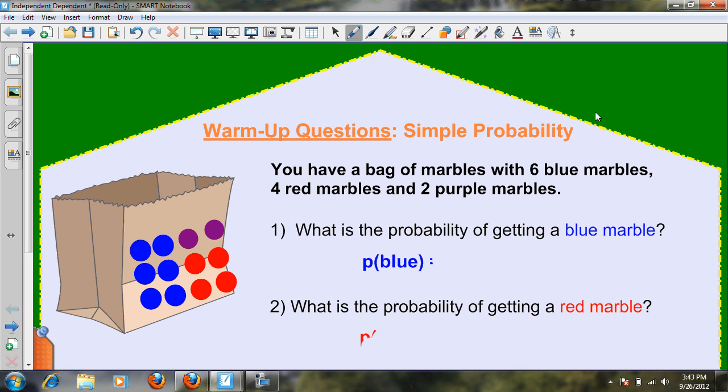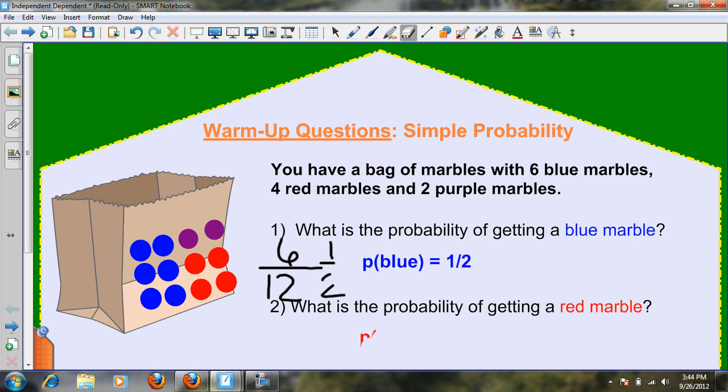How many blue marbles are there? 6. How many total marbles are there? 12. So 6 out of 12 chance, which is the same as the fraction 1/2, or 50%. So the probability of getting a blue marble is 1/2.